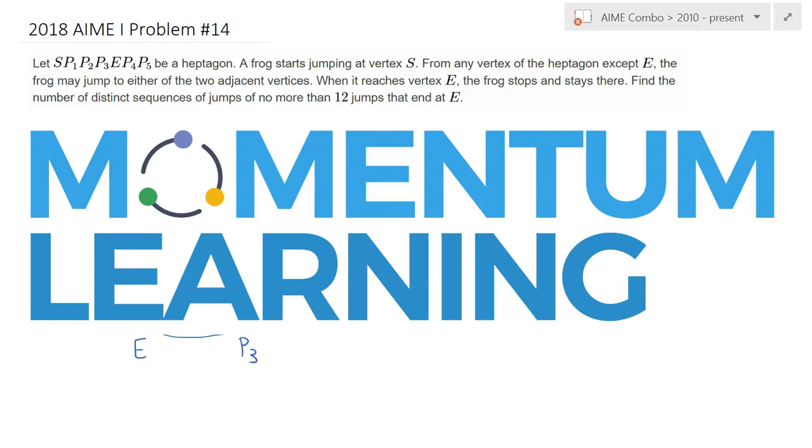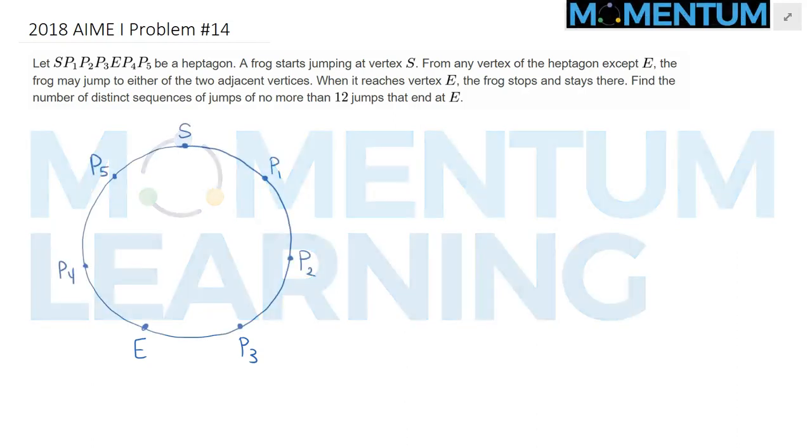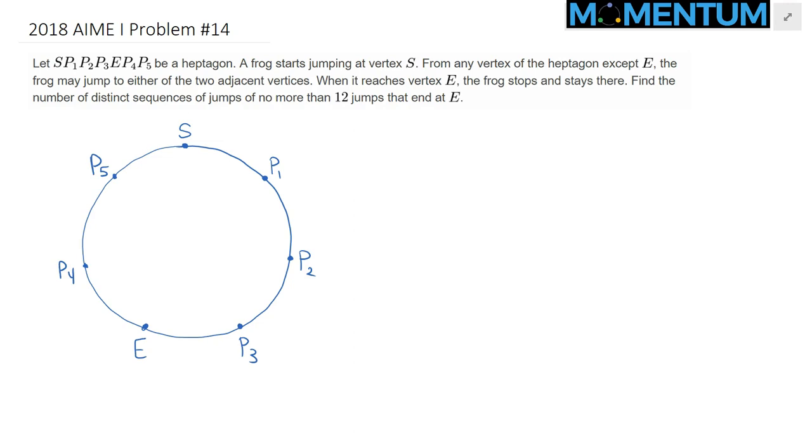This is 2018 AIME I problem number 14, and here is a view of this problem. We are given a heptagon, a polygon with 7 vertices. I only drew the circle, and I dissected it into 7 vertices.